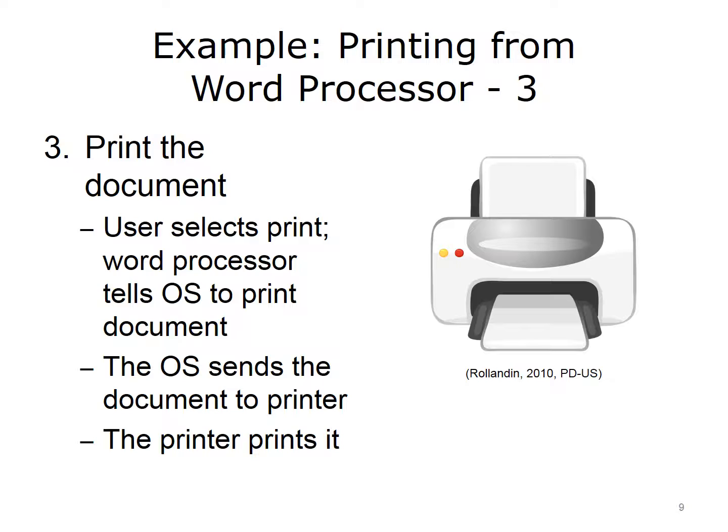Without the OS, the application software would have no way to talk to the system. In this example, without the OS, the word processor would not be able to find the file on the disk, load the file into memory, view it, or print it.